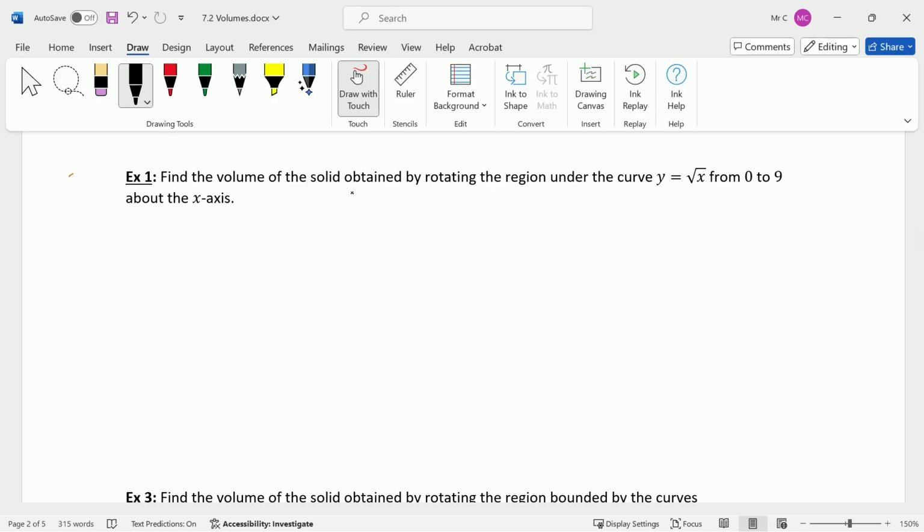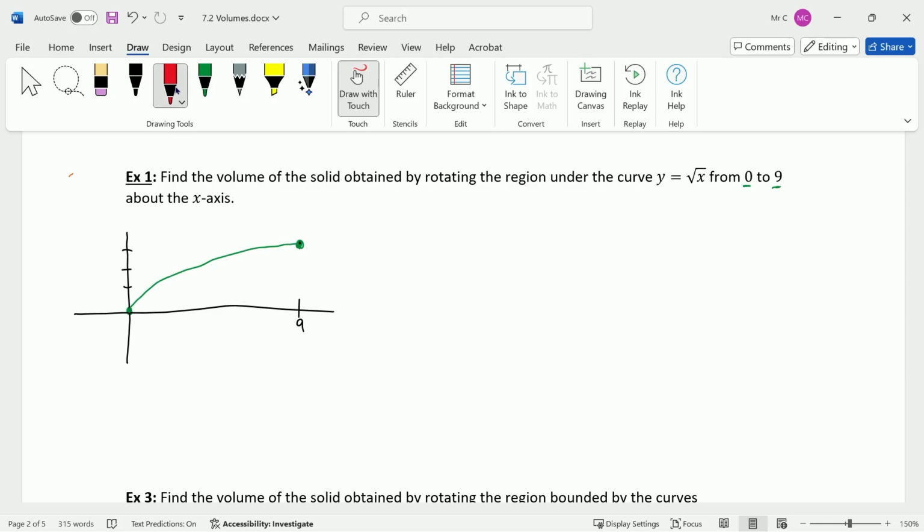So find the volume of the solid obtained by rotating the region under the curve y equals the square root of x from 0 to 9 about the x-axis. The first thing you always want to do when trying to find these volumes is draw the original region. It's y equals the square root of x. We know that it passes through 0, 0. When x equals 9, I get the square root of 9, which is, of course, 3. And the square root graph is shaped about like that.